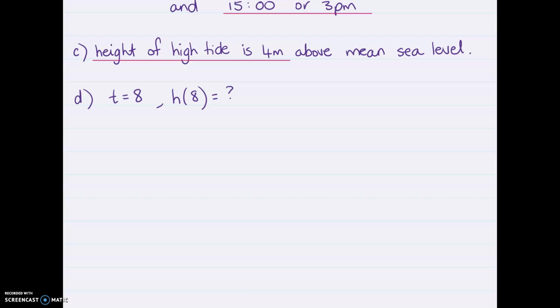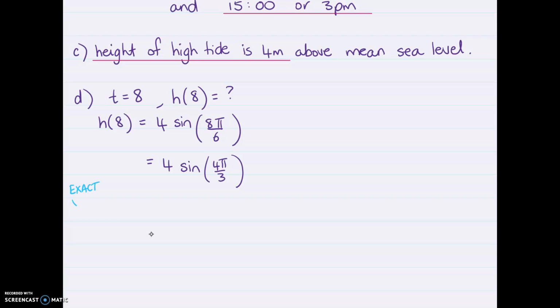So algebraically though, let's have a look at what we do. H of 8, sub into our actual formula, that's 4 sine of 8 pi on 6, which is 4 sine, the 8, 6 reduces down to 4/3, so it's sine of 4 pi on 3. And we know how to solve this for an exact value. Okay, so I'm going to give an exact value.